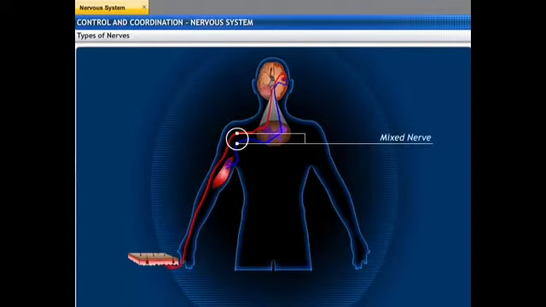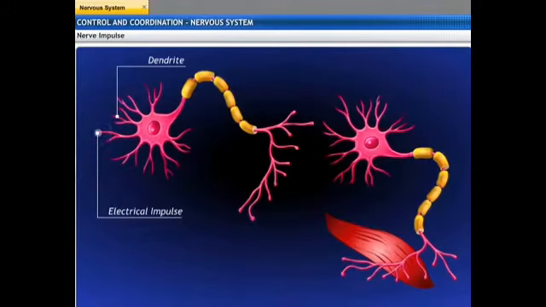There are mixed nerves which help in the dual functions, that is, the sensory as well as the motor functions.